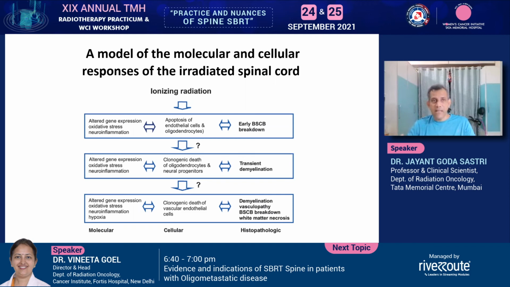So what are the molecular and cellular responses, apart from the histological changes, that we see in the irradiated spinal cord? It must be considered that the histopathological changes within the spinal cord when exposed to high doses of radiation are a distinct process, and that happens due to underlying molecular and cellular responses, which is a continuous process. This can be in the form of altered gene expression, neuroinflammation, and oxidative stress. Histopathologically, at the tissue level, there is continuous demyelination, vasculopathy, breakdown of the blood spinal cord barrier, and ultimately white matter necrosis.